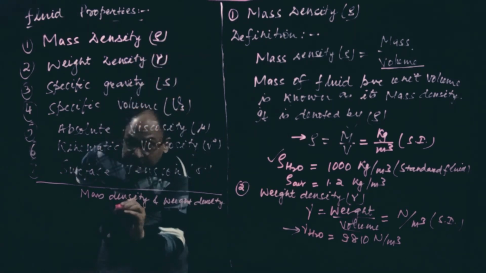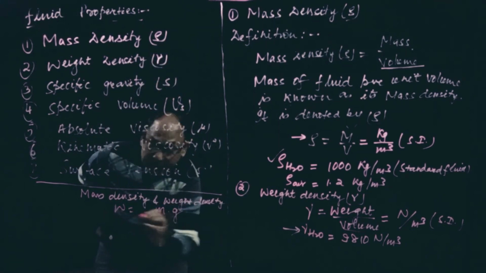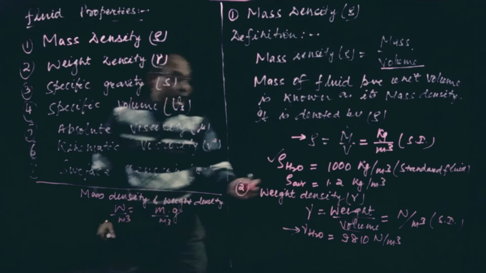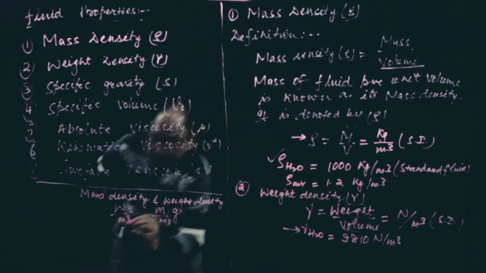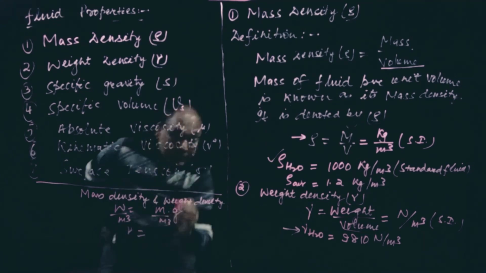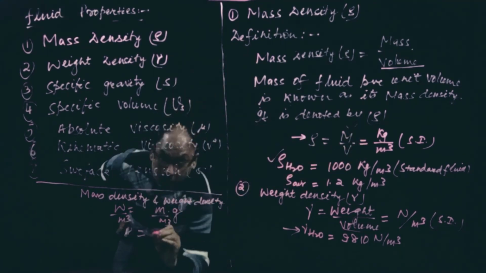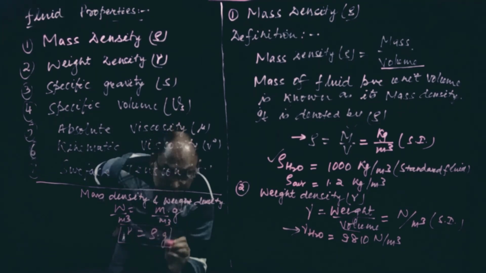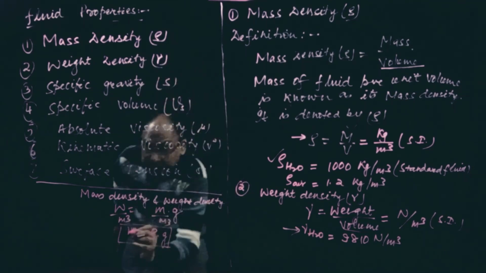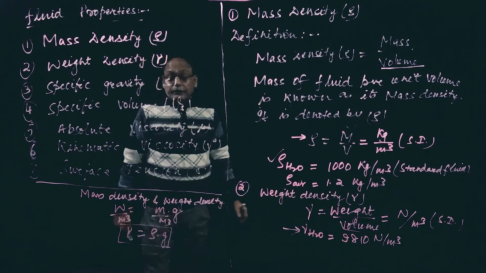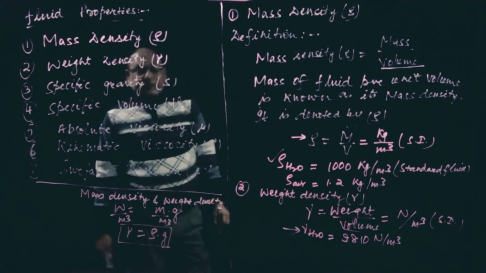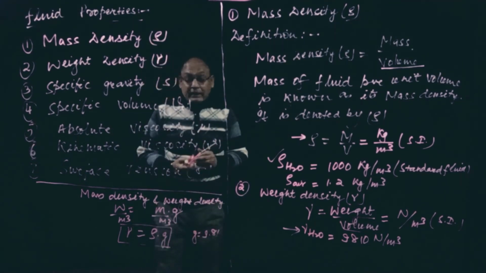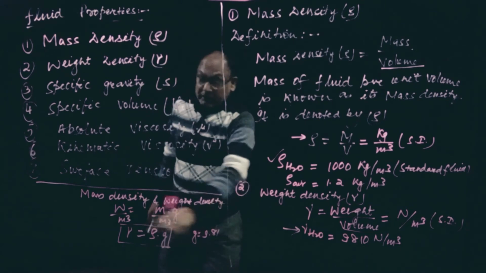We know the equation W is equal to M into G. Divide by meter cube. Weight per unit volume is your gamma, and mass per unit volume is your rho. So gamma equals rho into G. That is the relation between mass density and weight density: weight density equals mass density into G, where G is 9.81. If you multiply mass density by 9.81, it will give us weight density.